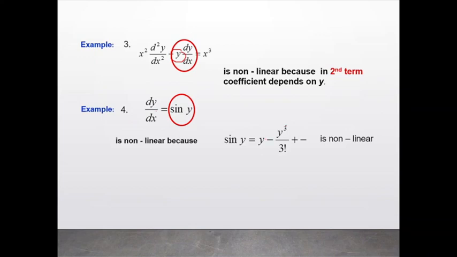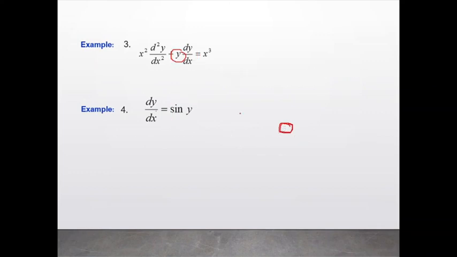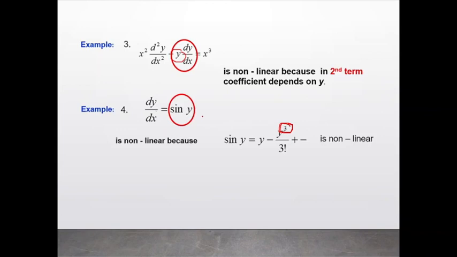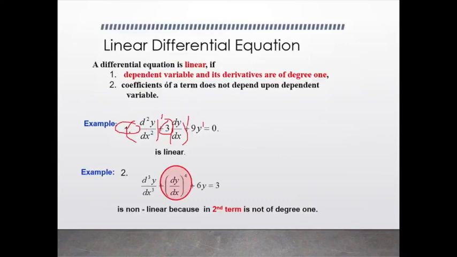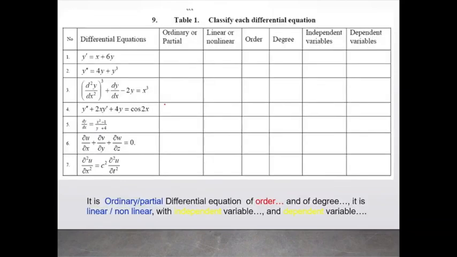As you can see, if we substitute y minus y cubed over 3 factorial here, we will already have a dependent variable of degree 3. Then it will not comply anymore with the first condition, that the dependent variable and its derivatives are of degree 1. So this will be given as an exercise to you. You need to complete this table.